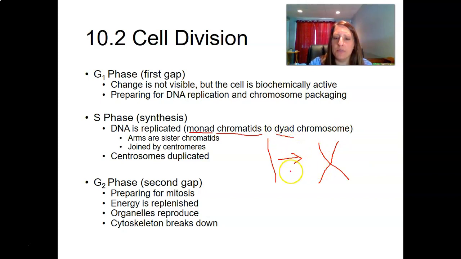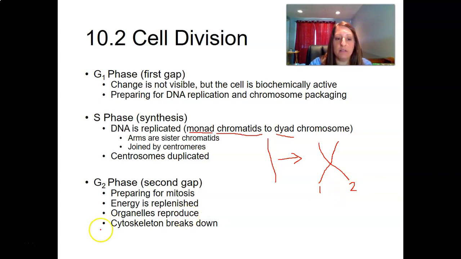Those arms, this is one arm, and this is the second arm. They are exactly identical to each other. So yes, they're the same size, they're the same shape, they have the same location of their genes, and the same exact alleles. There's no variation here. If chromosome arm number 1 contains the gene for eye color that codes for blue eyes, you're going to find that very same allele on sister chromatid number 2 because they are exactly identical. One was made as a copy of the other.